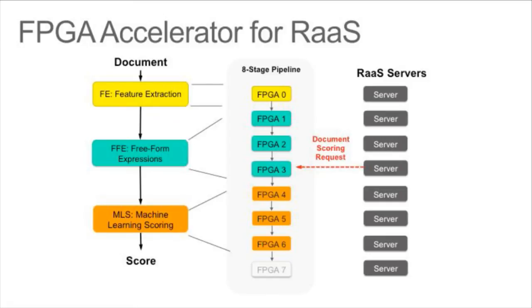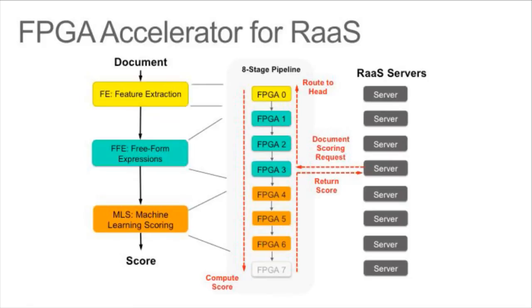And a server might inject a document. It'll compute the hit vector. We'll inject that onto its local FPGA. On the specialized hardware fabric network that we built, it'll route that document up to the head of the pipeline, where it will queue that in its local DRAM until it's ready to be served. And then it will send that document down the pipeline, computing the score, and it will route the score back to the server.